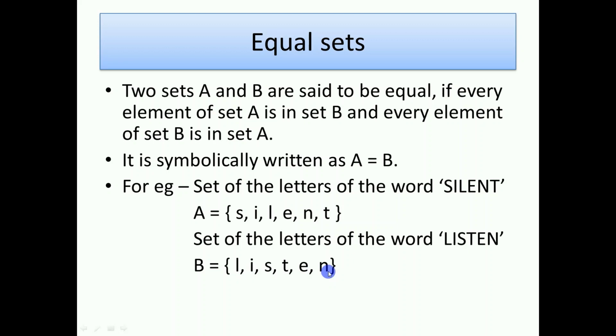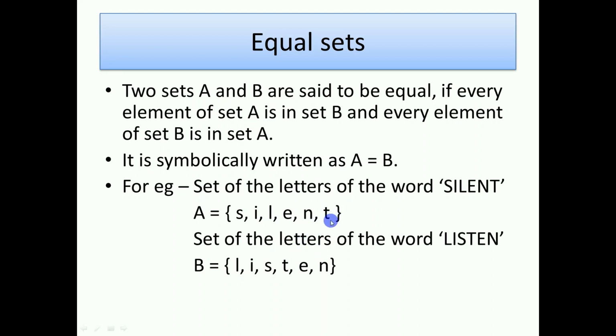Now let us compare both the sets. In set A, S is present, in set B, S is also present. I is present here and I is also present here. L is also present in both of the sets. E is present in both of the sets. N is present in both of the sets and T is present in both of the sets.